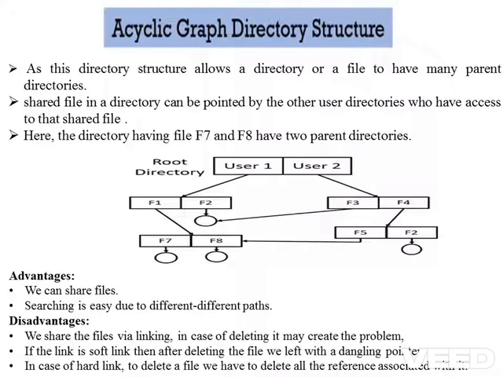The disadvantage of using this type of directory structure is that we share the file via linking. So in the case of deleting, it may create a problem. Also, if the link is a soft link, then deleting the file leaves a dangling pointer. In the case of a hard link, to delete a file we have to delete all the references to the corresponding file. So this is what is known about the acyclic graph directory structure.